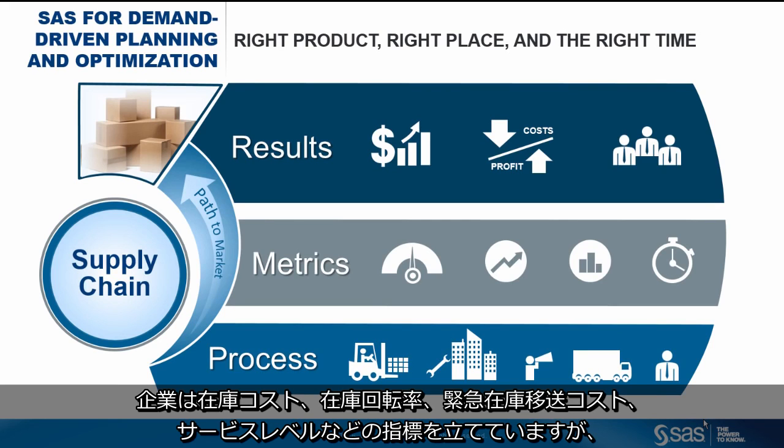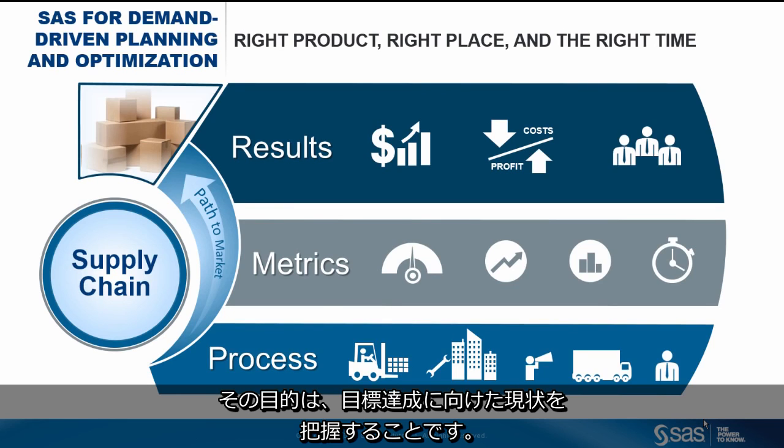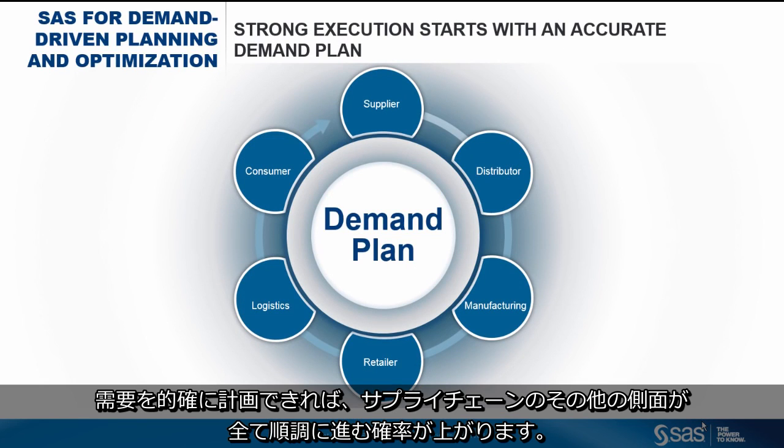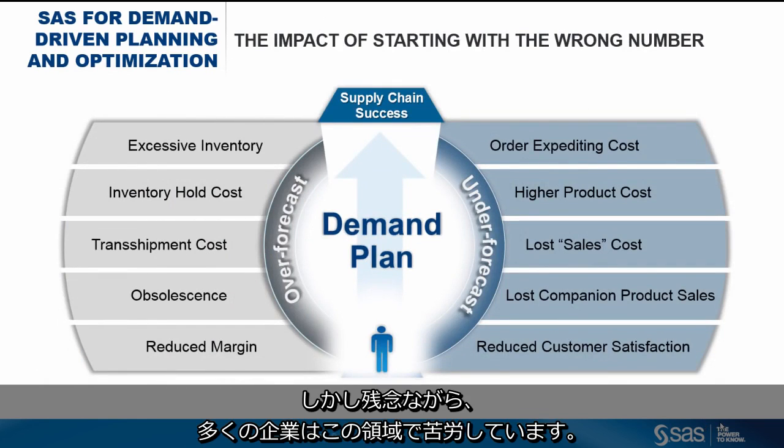Organizations use metrics such as inventory costs, inventory turns, expediting costs, and service levels to determine whether they are on track to meet their goals. The most critical function in supply chains is planning for supply and demand. If you get the demand plan right, you increase the potential for getting everything else right in the supply chain. Unfortunately, many companies struggle in this area.